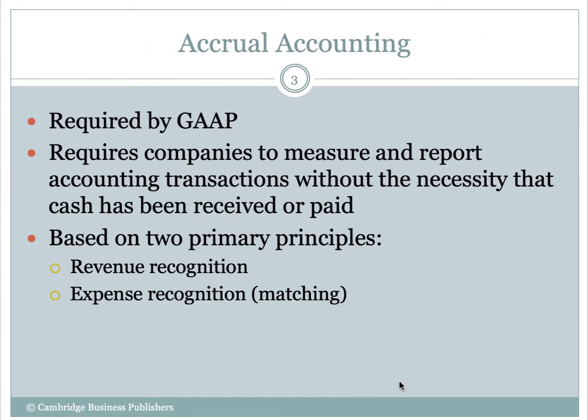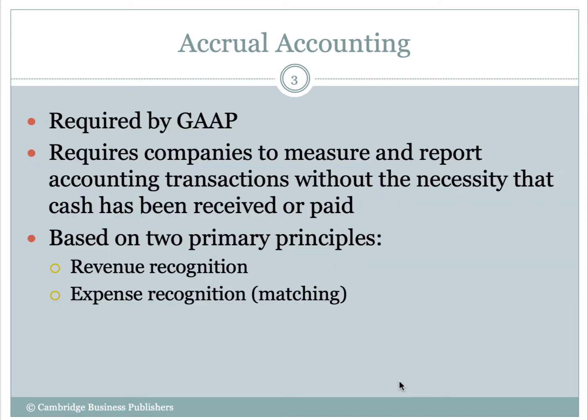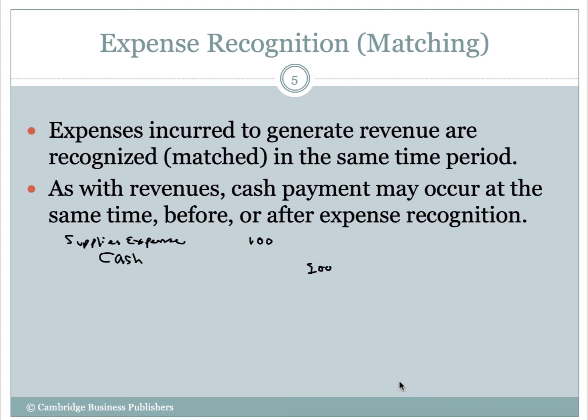But before we go, we talked about two very important things here, right? We introduced accruals. We said, what are accruals, right? Well, accruals are required by GAAP, and it requires us as the company to measure and report transactions that maybe cash has not been paid or received yet for those transactions, okay? So we defined accrual accounting. We know what accrual accounting is based on: revenue recognition and expense recognition, or the matching principle, right? We know what they say, right?